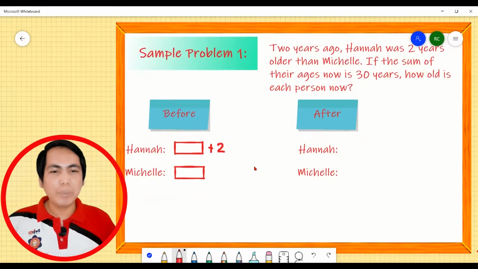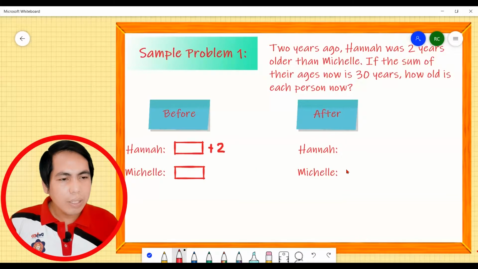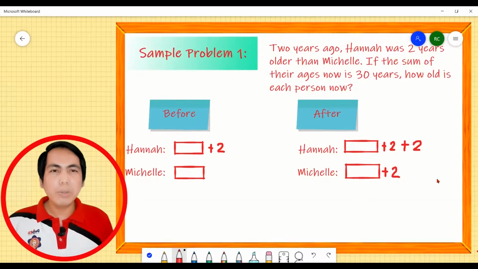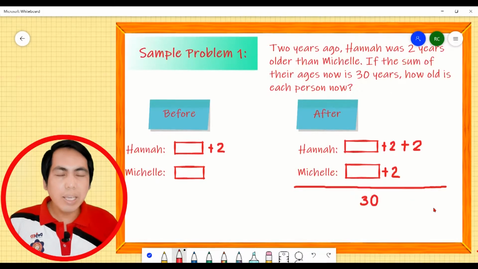Now 2 years after, meaning to say that both of the ages of the two persons will be added by 2. Michelle's age now would be the same box plus the 2, while Hannah's age would be the same box plus 2 and plus 2. So meaning to say that we have two equal empty boxes plus 6, which gives us a total of 30, since the sum of the ages of Hannah and Michelle is 30.